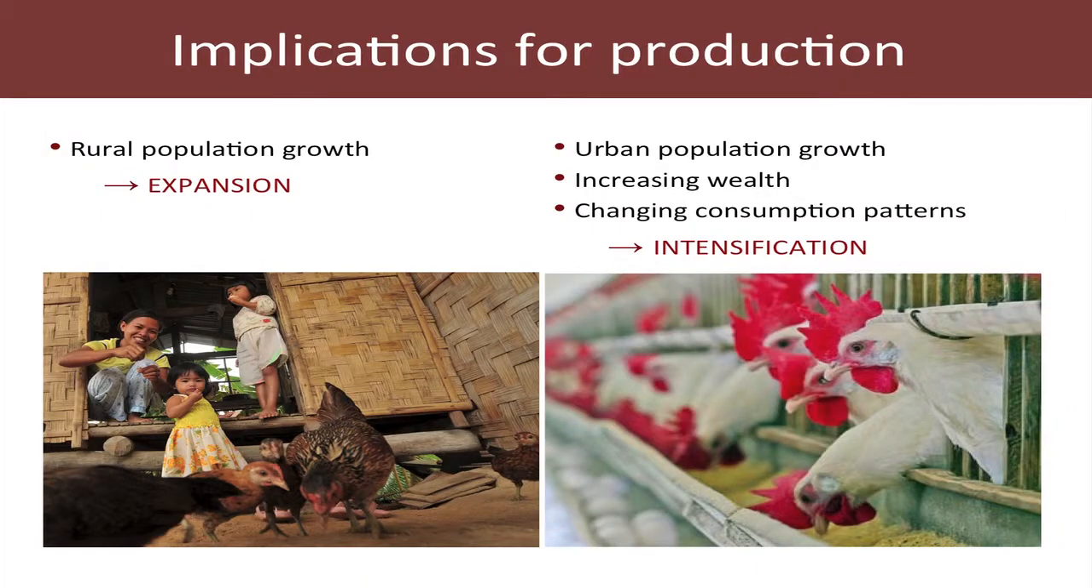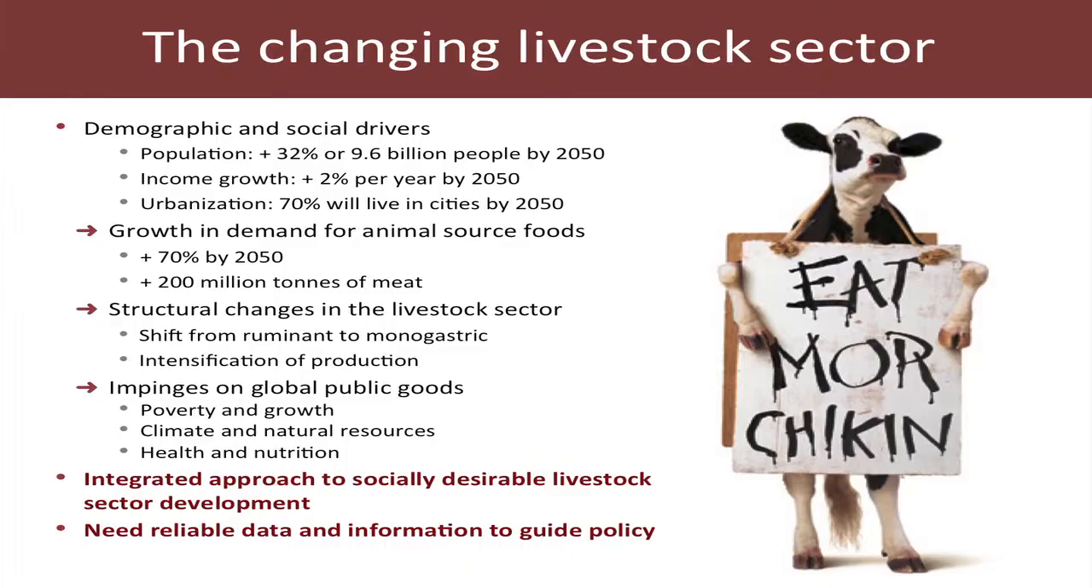Now, population growth is just more of the same. It's the same people producing, just more people producing more meat and so on. But when you have consumption changes, this requires structural changes in the livestock sector. And these structural changes are very important because they have very important health implications. So rural population growth leads to expansion, but urban population growth, increasing wealth, and changing consumption patterns results in intensification of production. So summing up so far, we have these demographic and social drivers: population, income growth, and urbanisation.